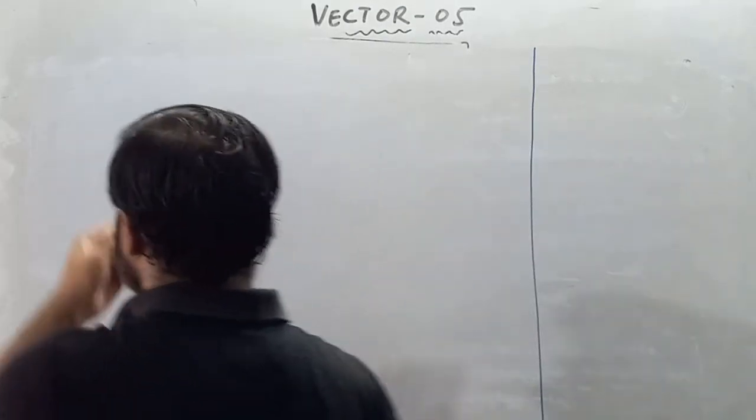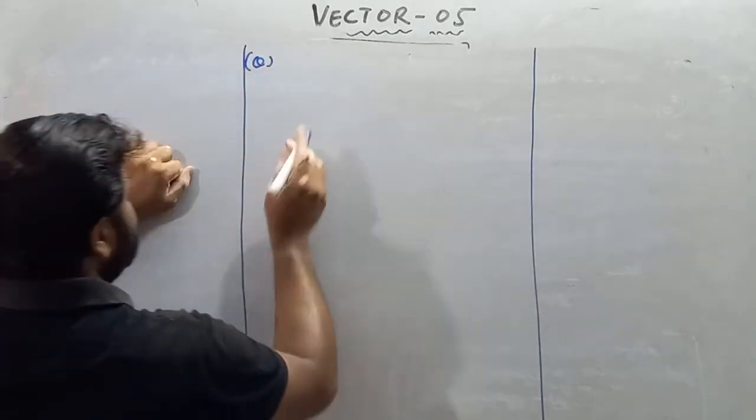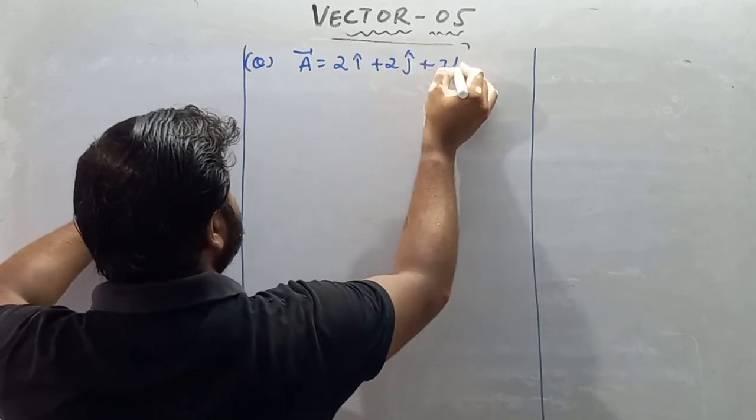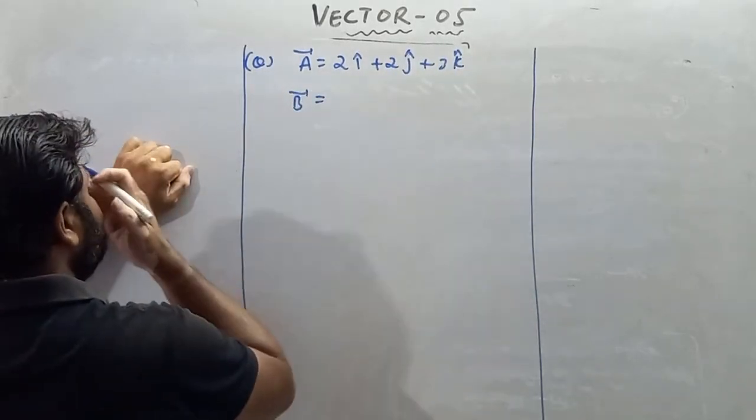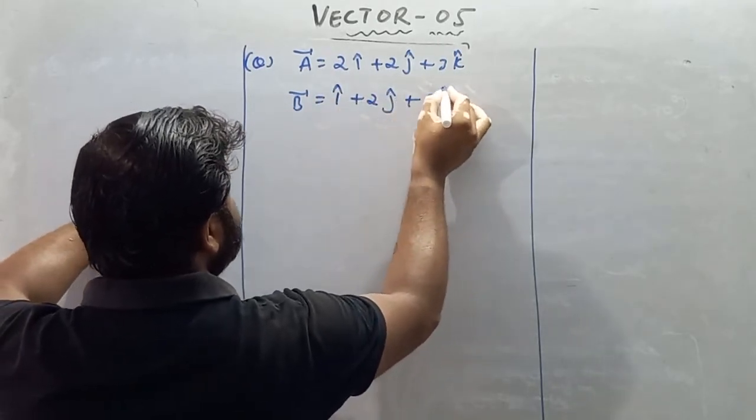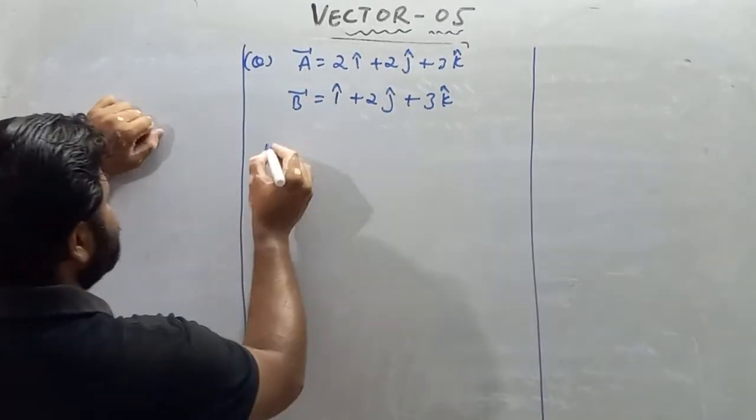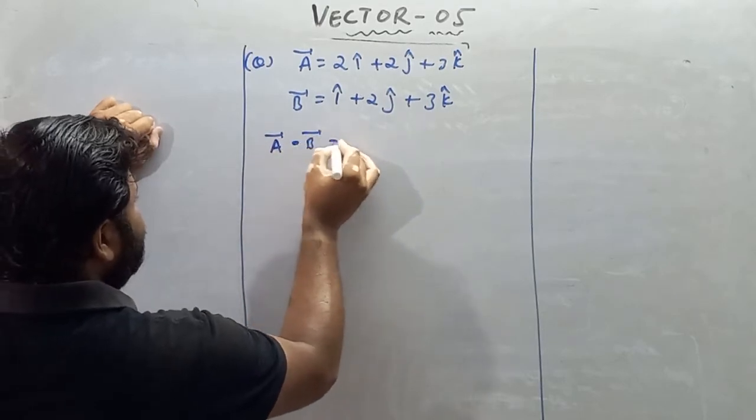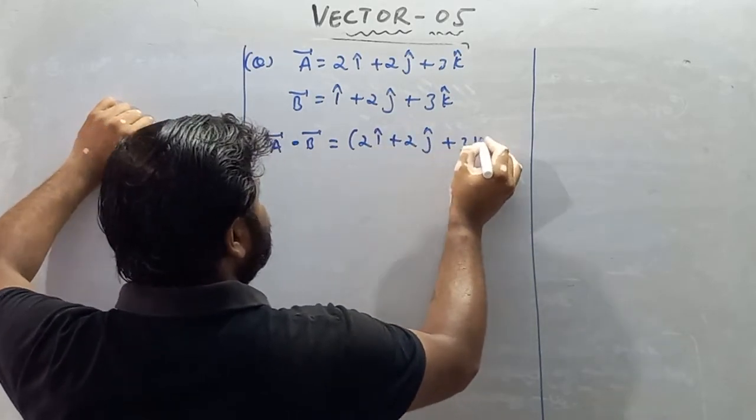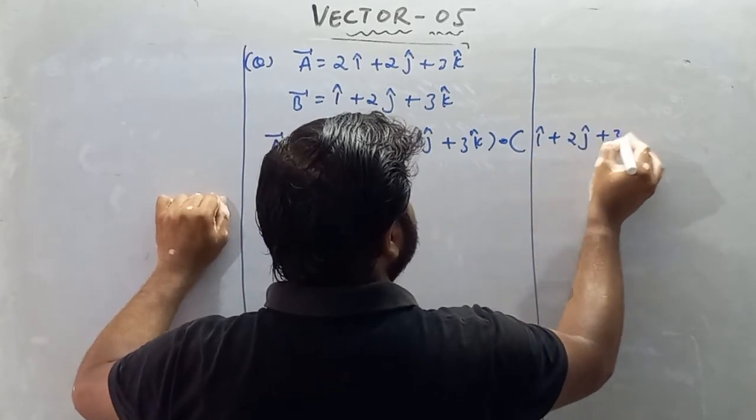See, I am explaining this dot product by doing a question. Let's suppose we have a vector equal to 2i cap plus 2j cap plus 3k cap, and b vector equal to, let's say, i cap plus 2j cap plus 3k cap. Now we wish to find the dot product between a vector and b vector. So my dear students, a vector dot b vector is equal to (2i cap plus 2j cap plus 3k cap) dot (i cap plus 2j cap plus 3k cap).